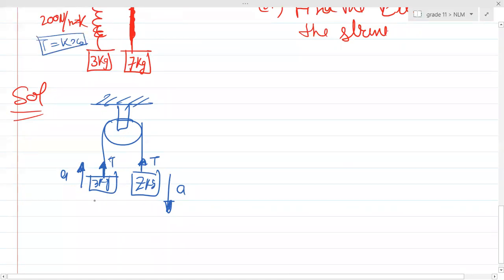It's the same problem which we already did. 7g, 3g, and you make the equations.